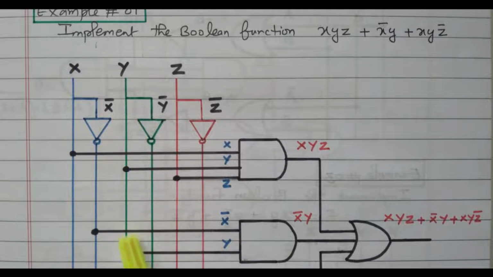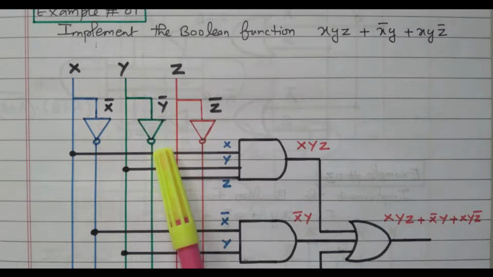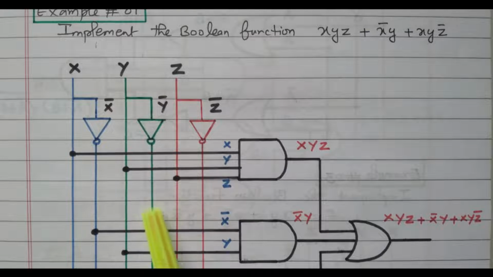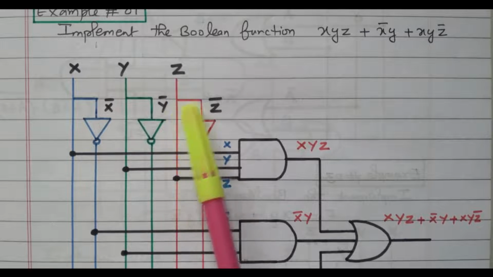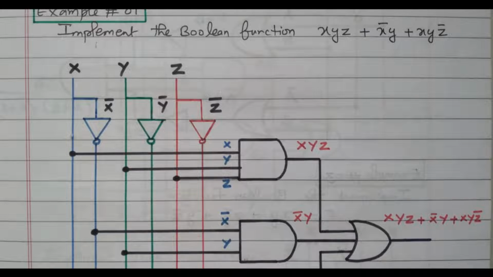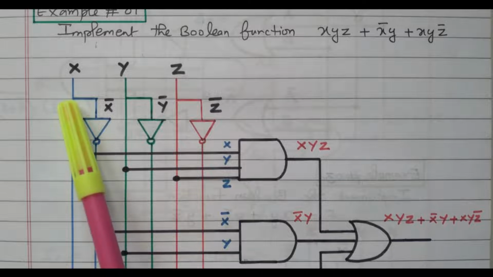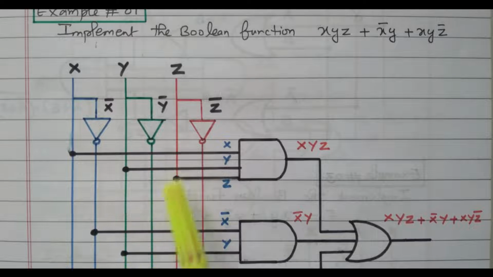Similarly, the green color line is the input y. That tapping is taken and connected to the NOT gate, so this signal will give y bar. This red color line is the input z. Tapping is taken and connected to the NOT gate, so this line will give z bar. So now we have x, x bar, y, y bar, z, z bar. Six inputs are available.